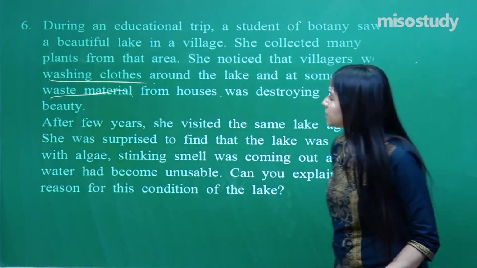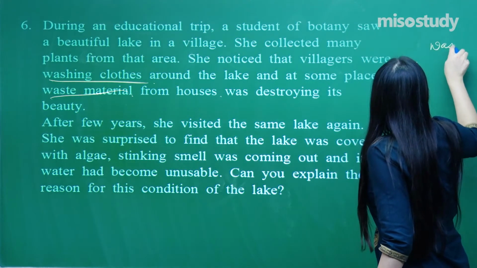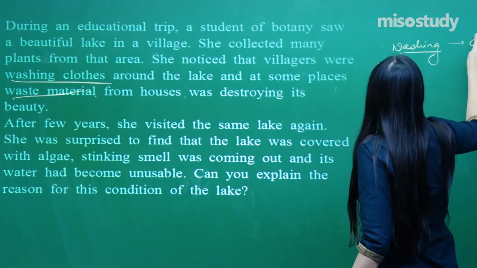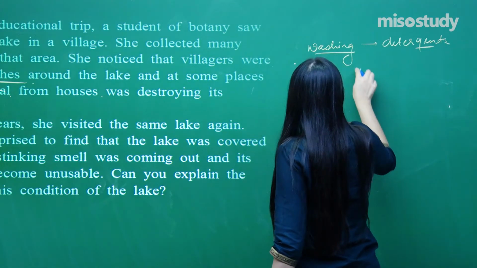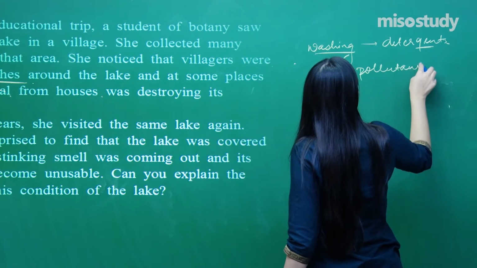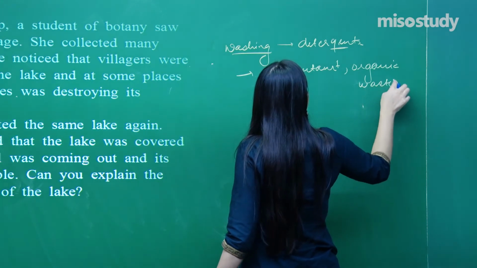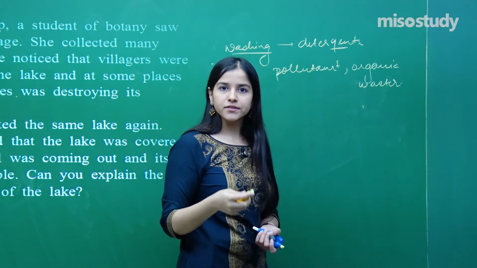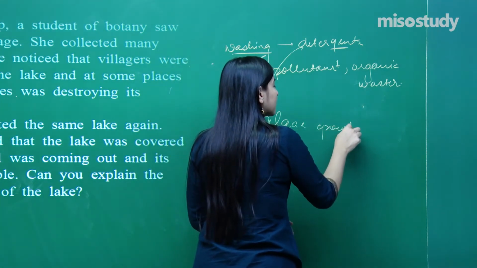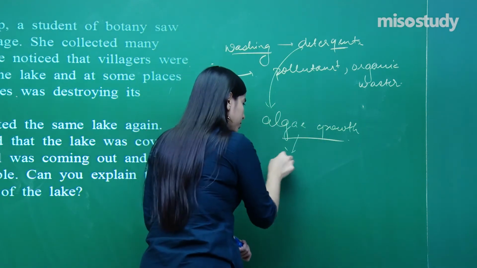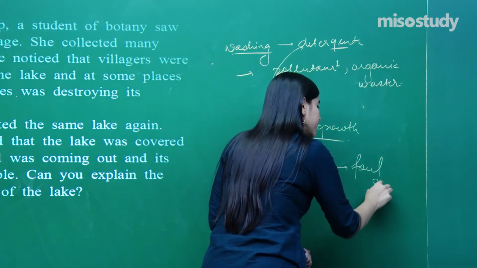So basically what happened is due to washing of clothes and due to dumping of the waste material. Fine. So washing of clothes contains detergents. Dumping of the waste material is again a kind of pollutant, maybe organic wastes. Due to which, these detergents and these fertilizers add on to the algal growth, and due to this algal growth, the algae produces chemicals which have a foul smell, right?